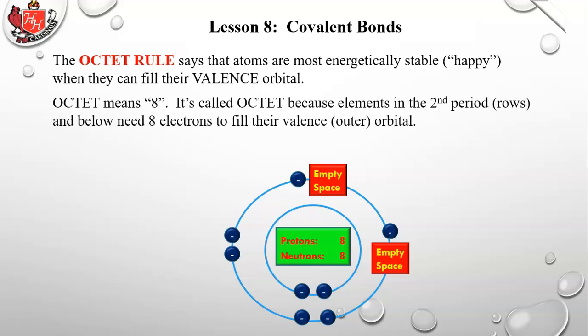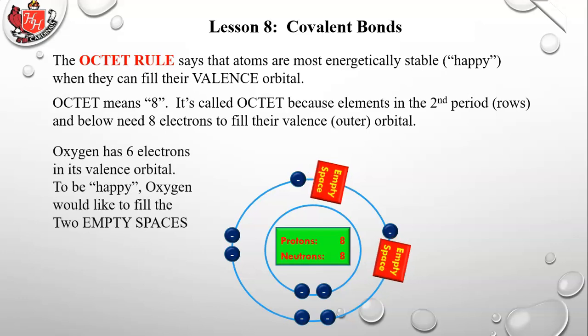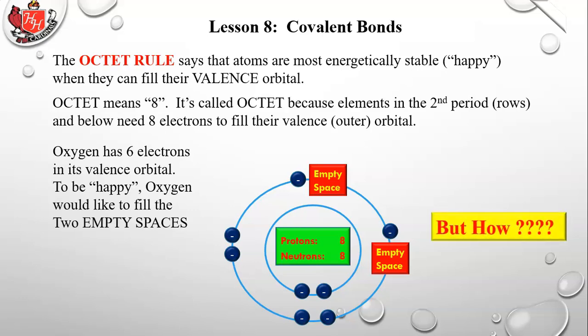Octet means 8. It's called octet because atoms in the second period and below need 8 electrons to fill their outer orbital. This is an oxygen atom. You'll notice that it has 6 valence electrons, that's electrons in the outer shell, but it also has 2 empty spaces. So oxygen has 6 electrons in its valence orbital. To be happy, oxygen would like to fill the 2 empty spaces. But how does it do that?